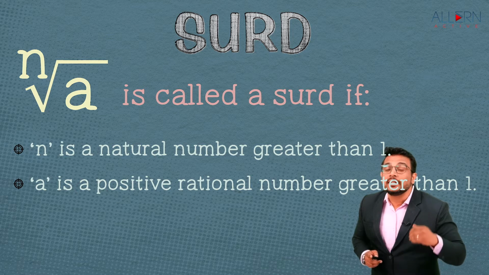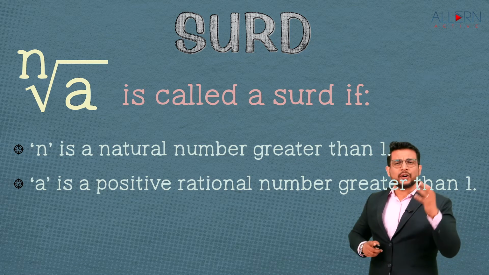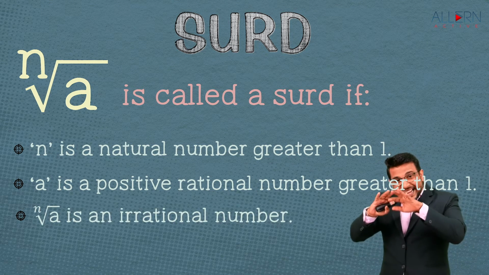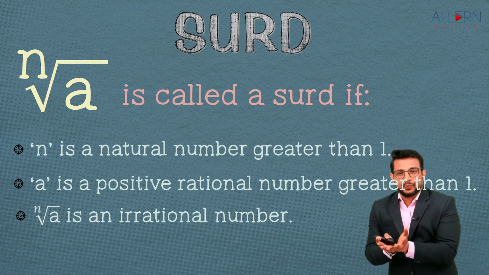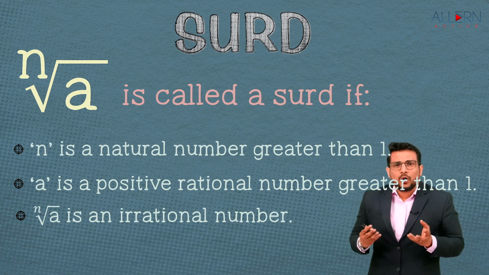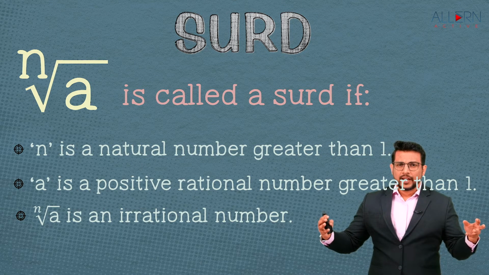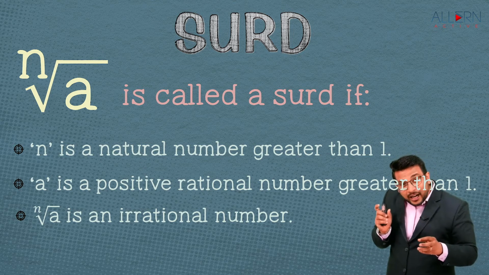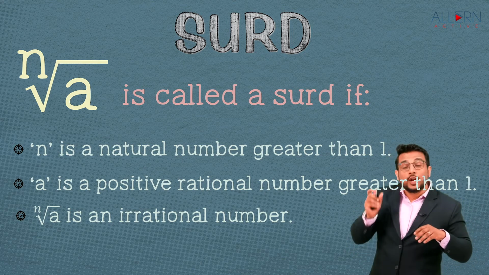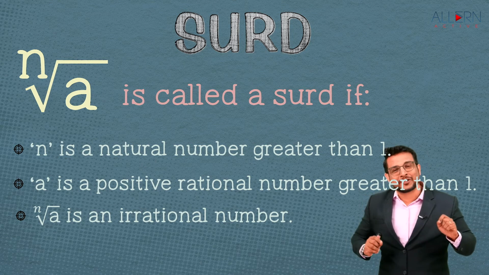Okay. Next, the third and the most important condition is nth root of a. That means the entire expression that is given to you has to be an irrational number. So when I say it has to be irrational, now we know which numbers are irrational. Any number which, when you write it in decimal form, is non-terminating and non-recurring, we say that it is an irrational number.